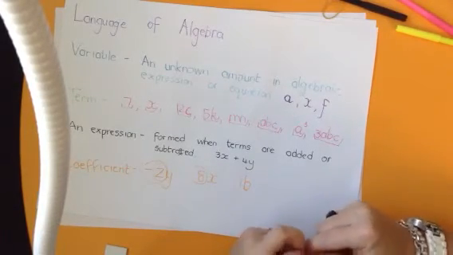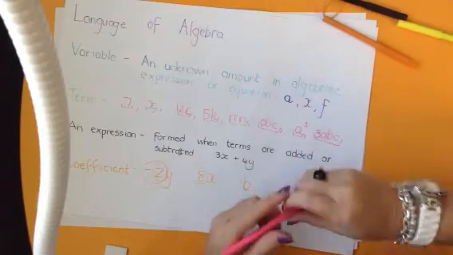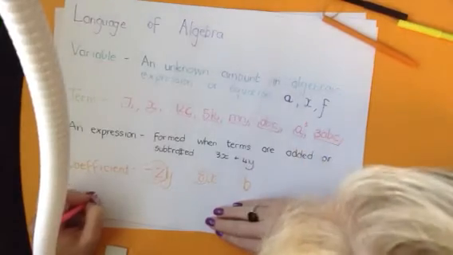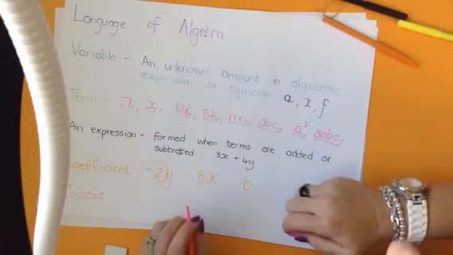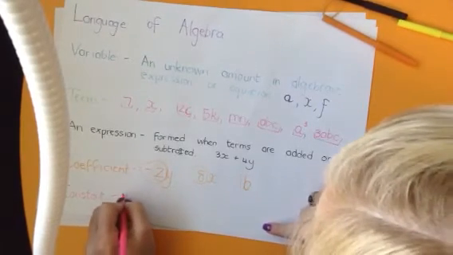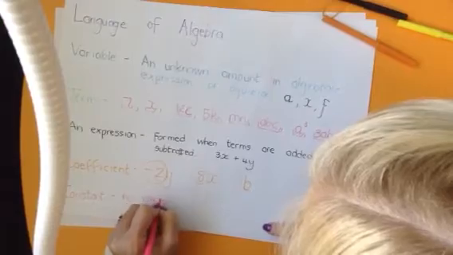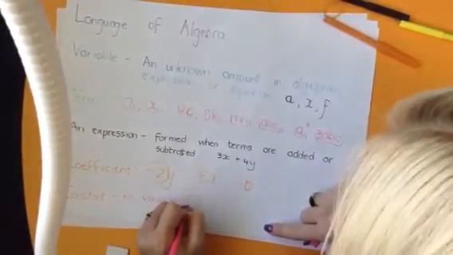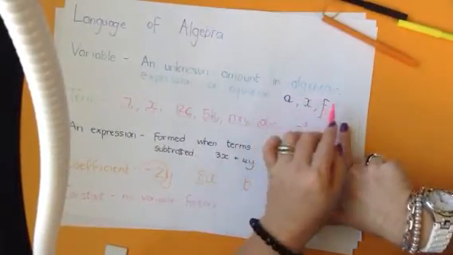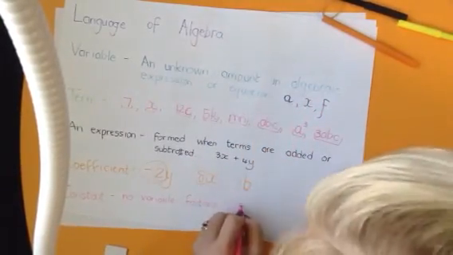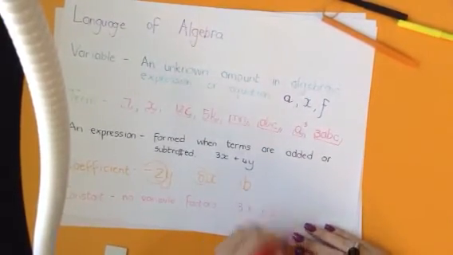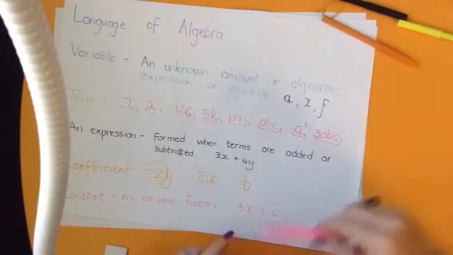All right? A constant, so we'll try pink again. A constant, okay, is a term that does not contain any variable factors. So we're going to say no variable factors. Now, what is a variable factor? Let's look up here. It's the a, the x, and the f. So in a question that said 3x plus 6, the constant would be the 6. It has no variables attached to it.